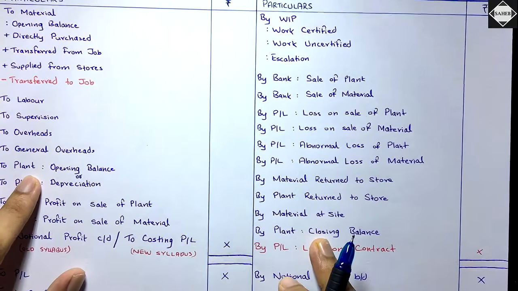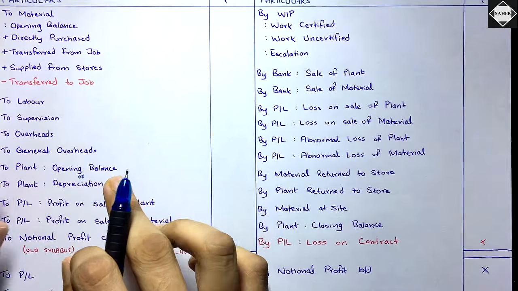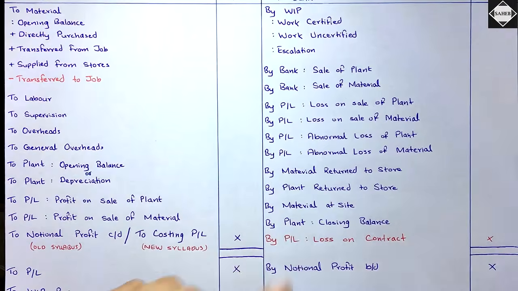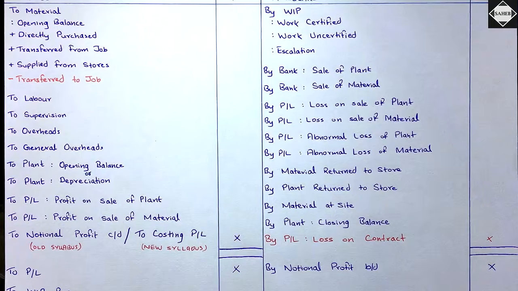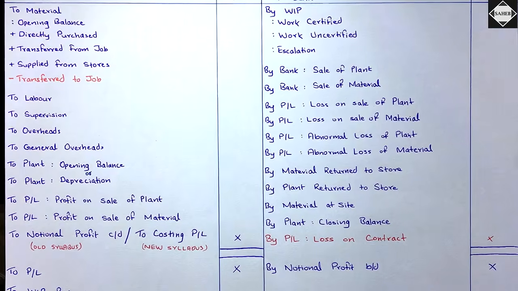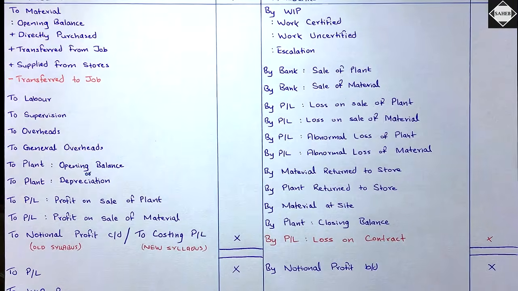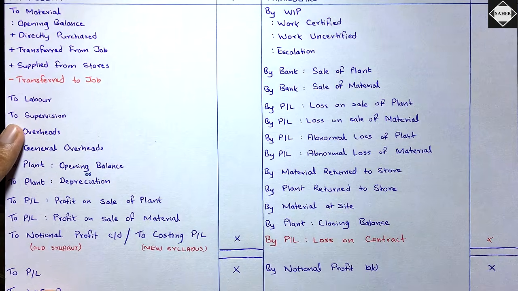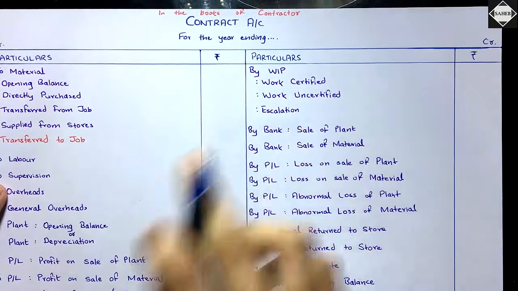Okay, sometime what can happen? Sometime here it will come to plant at site and here by plant at site. That we can also have. It's simple, opening and closing balance. Yeah, so that's regarding that. So we have covered almost everything now. The only thing that has been left is what? The profit, yeah, the balancing figures and the work in progress.